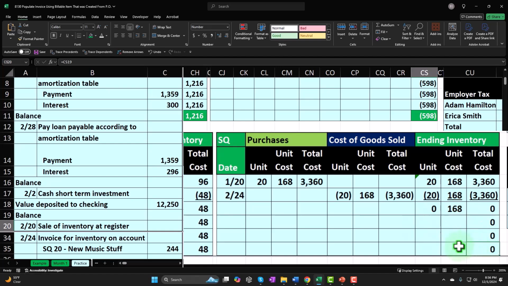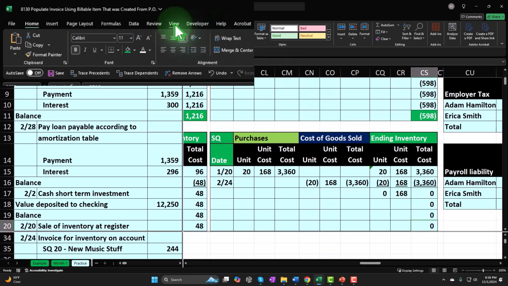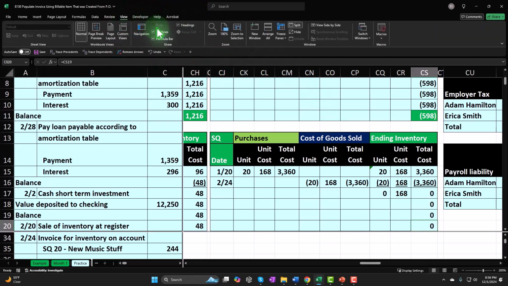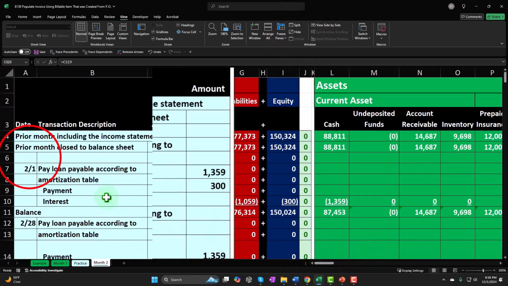0 remaining. All right, let's unfreeze the panes again, or unsplit. View tab, split, scroll into the right, and then I'll freeze the pane.